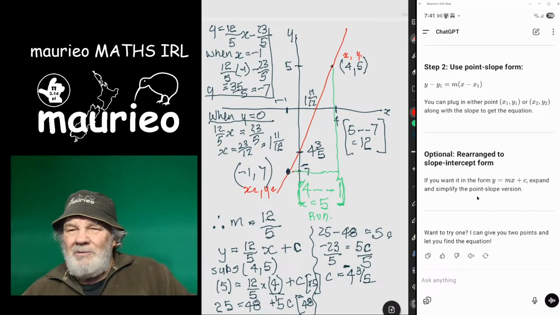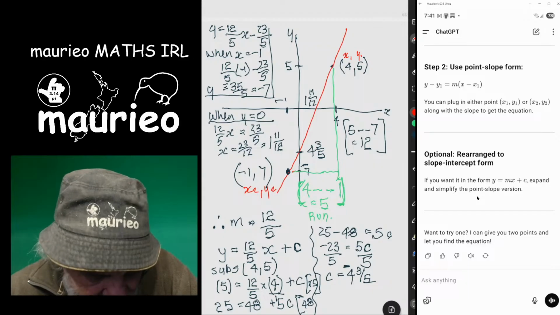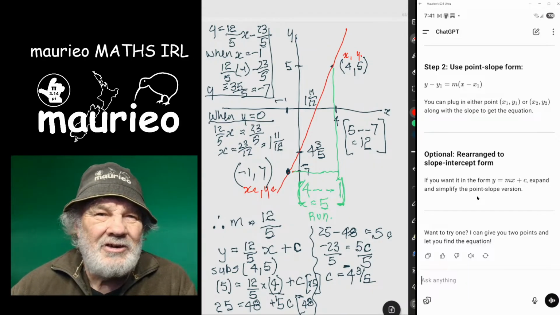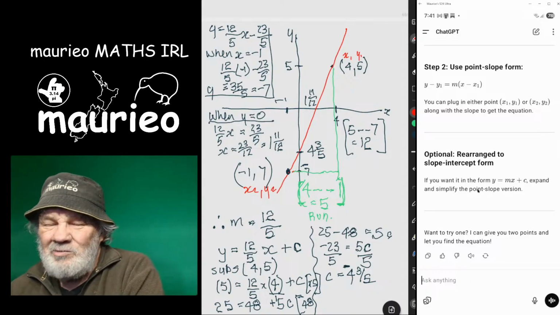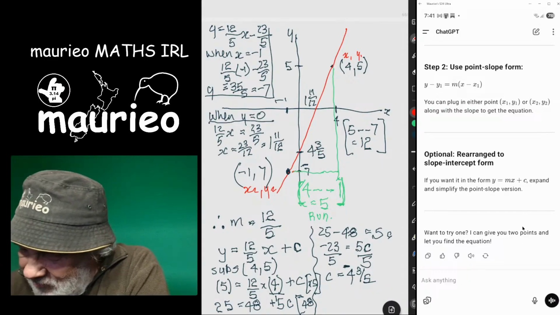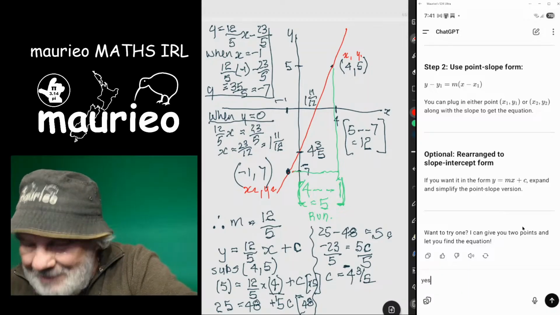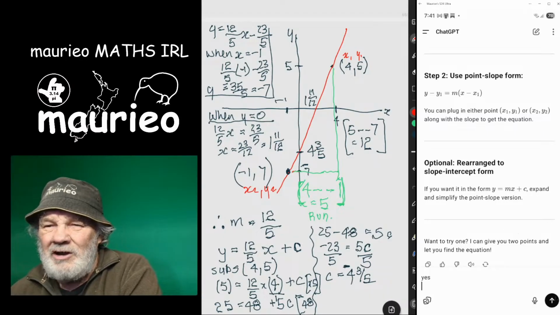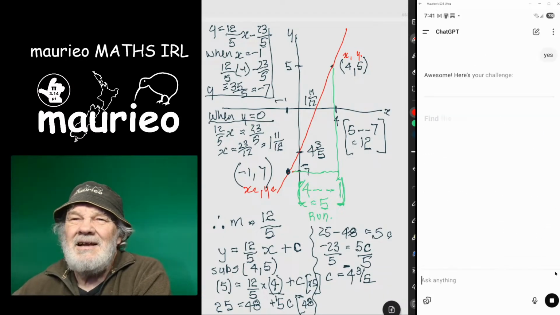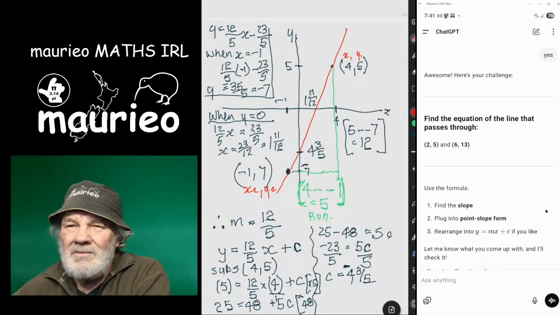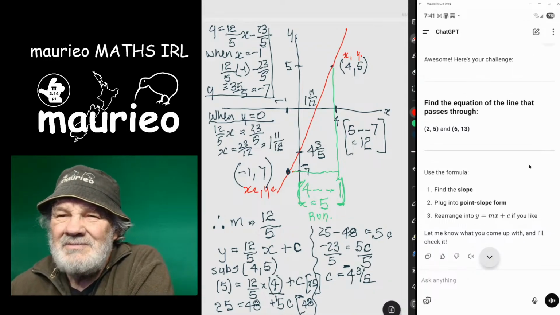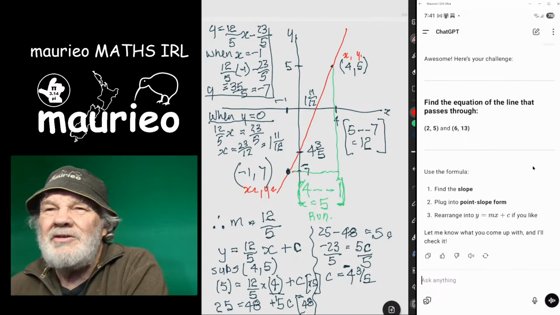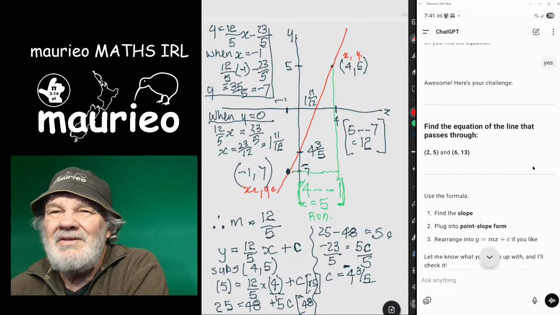So do you want to try one? Now it's going to give us one to try. God knows what it's going to come up with based on its past experiences. But let's go yes, and I'll do one more, and possibly we'll do one for homework. Okay, so we'll do it their way there.